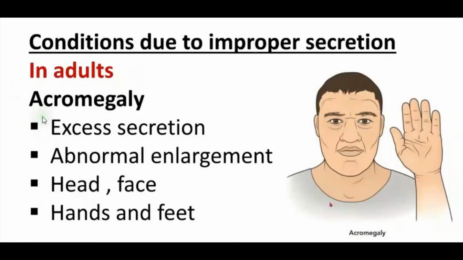The next disorder is known as acromegaly. It affects only adults, and it is also due to excess secretion of growth hormone. It leads to abnormal enlargement of the head, face, hands and feet. Now look at this picture. There is enlargement of the face, hands and head region. This condition is known as acromegaly, due to excess secretion of growth hormone.